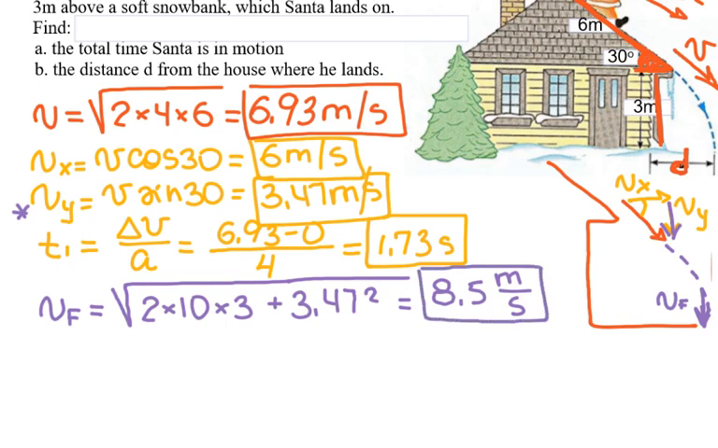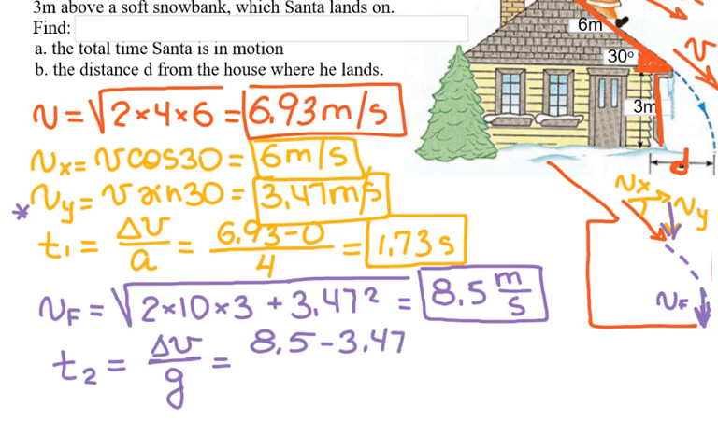So I figured this velocity out, and now I can figure out the time it takes the second part to fall from the edge of the roof to the ground. So that time 2 is equal to the change of this velocity on y over acceleration, and now acceleration is 10. So my final velocity is 8.5, the initial vertical velocity was 3.47, and acceleration is 10. So that gives me a time of 0.5 seconds.